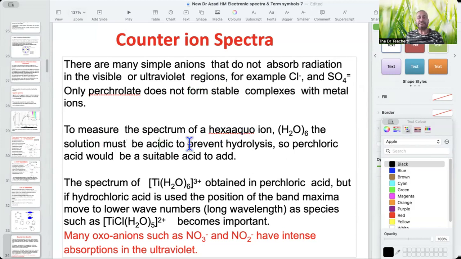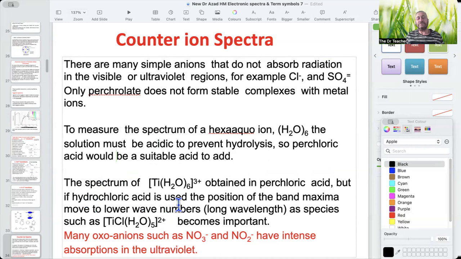So to record the spectrum of the hexaqua ion, [M(H2O)6], the solution must be acidic to prevent hydrolysis. So perchloric acid would be a suitable acid to add.